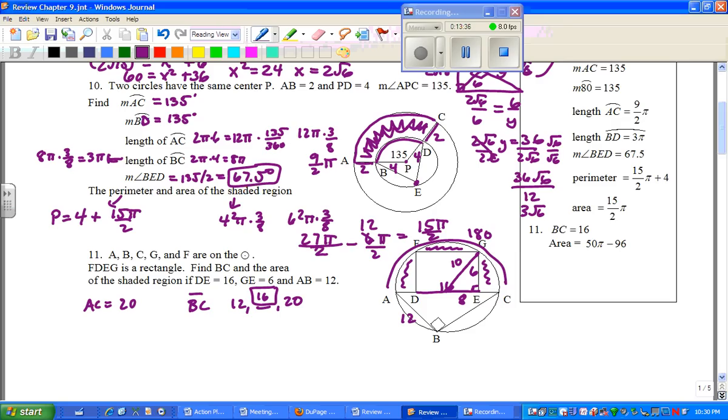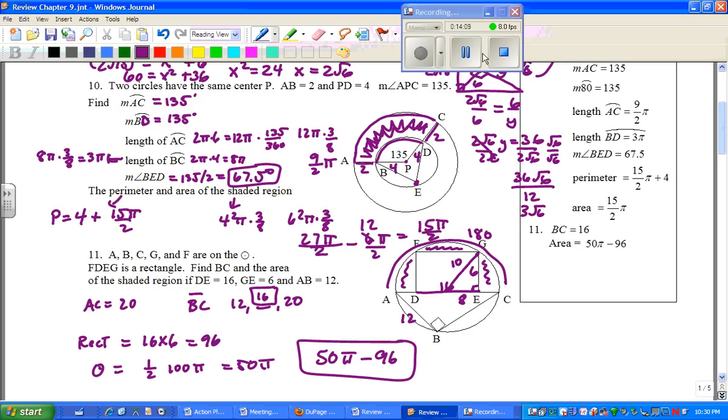When you want to find the area of the shaded region, well, you know that the area of the rectangle equals 16 by 6, which is 96, and the area of the circle is half, because it's 180, with a radius of 10, so that is 100 pi, so that ends up being 50 pi. And you always subtract the smaller piece from the big piece, and there is your final answer. This ends part 1, which is page 1 of the review sheet.